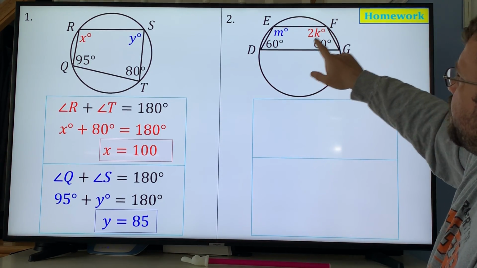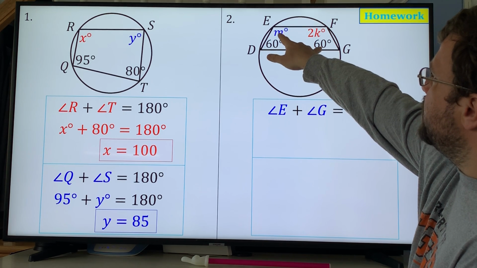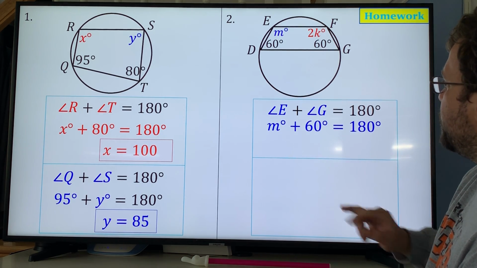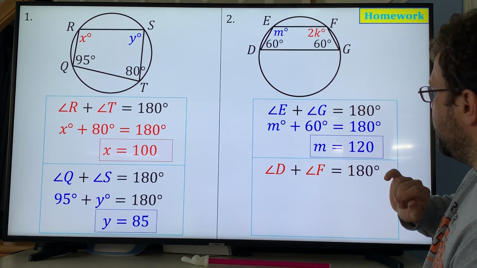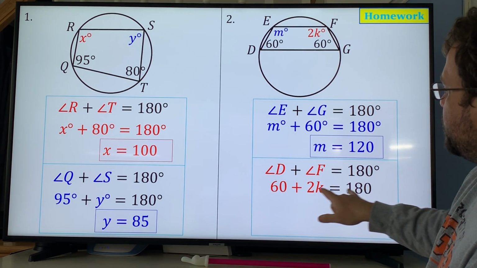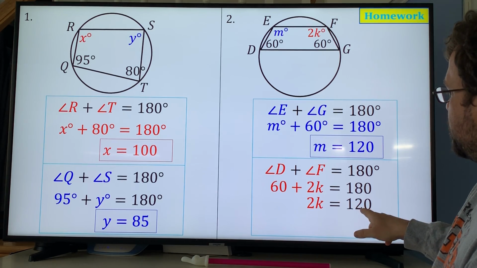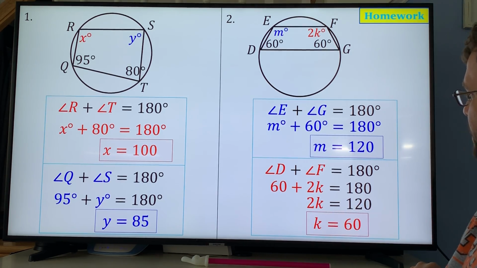This problem right here, E and G will go first. M plus 60 is 180. Subtract 60, M is 120. F and D, all right, 60 plus 2K is 180. 2K is 120. Divide by 2 and K is 60.